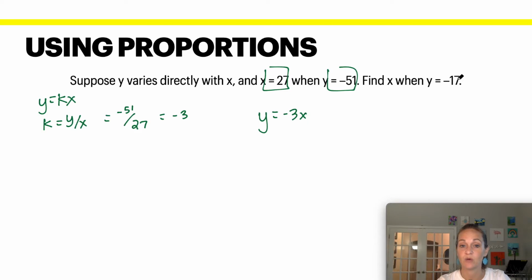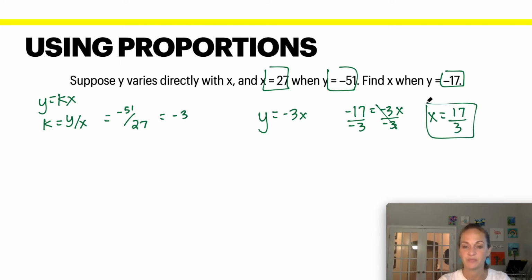And now we can figure out the rest. Find x when y is negative 17. So what we're going to do is plug negative 17 in for y. So we'll get negative 17 equals negative 3 times x. Divide both sides by negative 3, and so x would be a positive 17/3. Now, there is actually a trick.